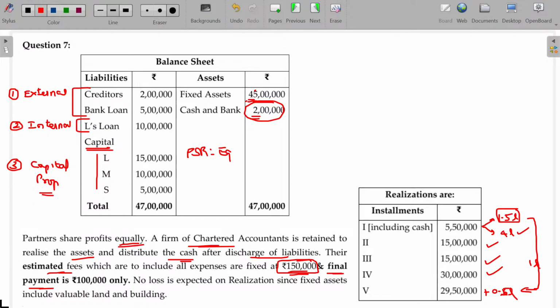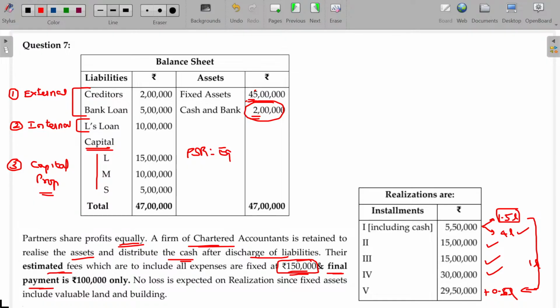Clear? From the very first realization, the amount is kept aside for future fees. On finalizing the fees, from that amount kept aside, the balance is remitted. Sir, what happens if it is 2 lakhs, sir? Already 1.5 lakhs is there, the shortage of 50,000 will be taken from the last realization.